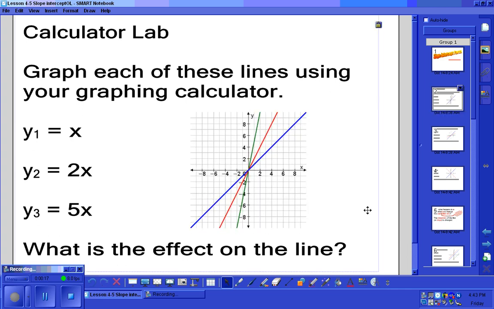Alright, this is what your graph should look like. Let's see, what's the effect on the line? Well, our first line is a nice diagonal line, corner to corner, but as we change that number, you'll see that it's getting steeper and steeper while still going through the origin. So see if you can tell what the effect would be there.